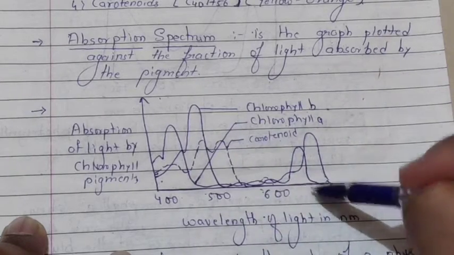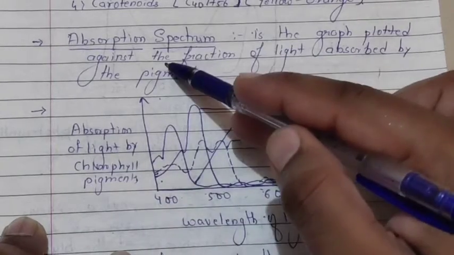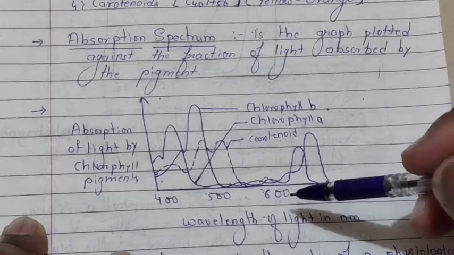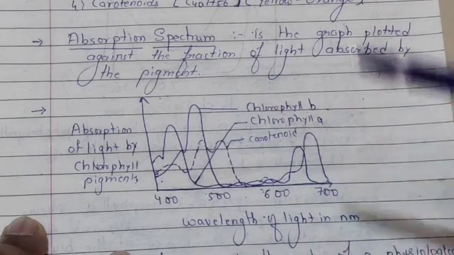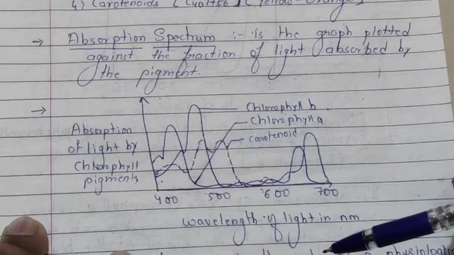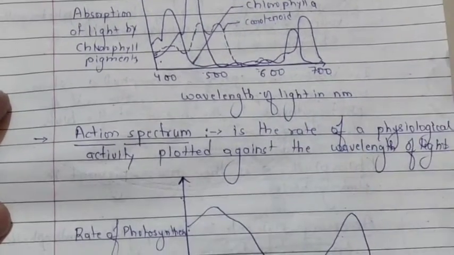Fraction of light absorbed by the pigments. Which graph is it? Absorption spectrum. What is absorption spectrum? Graph plotted against the fraction of light absorbed by the pigment. Clear? Okay. Next, let us have a look at one more type of spectrum.